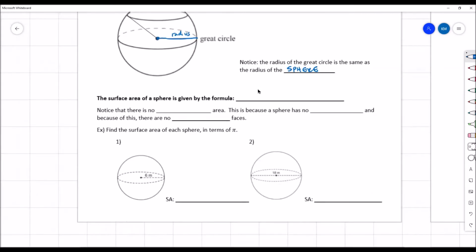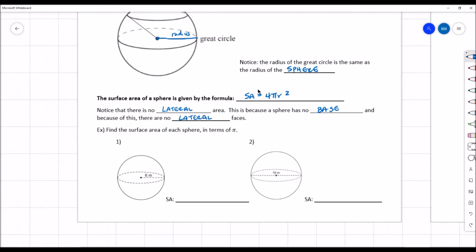The surface area of a sphere is given by the formula surface area equals 4 pi r squared. Okay. Notice that there is no lateral area. This is because a sphere has no base. And because of this, there are no lateral faces.